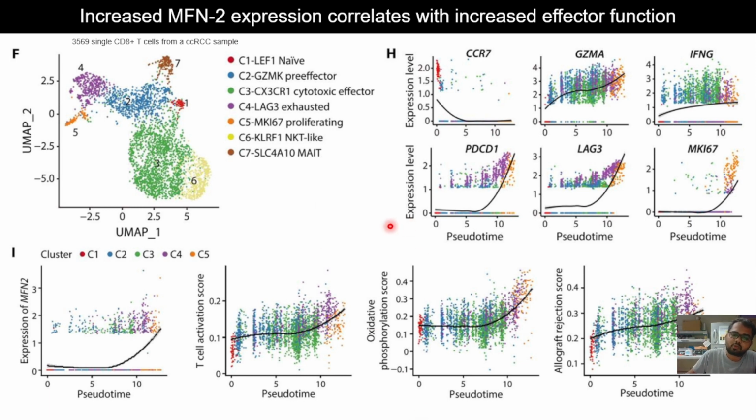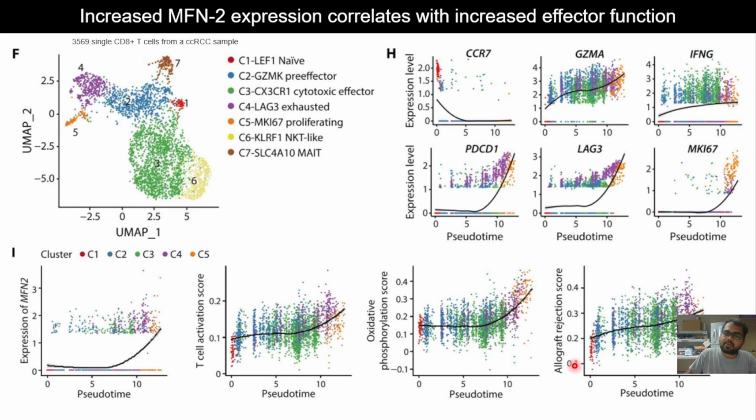Similarly, oxidative phosphorylation score is also increasing, which suggests that this MFN2, because it is already known that MFN2 expression correlates with the increased OXPHOS capacity. So these OXPHOS related genes are also increasing, and which is correlated in the pseudotime analysis.